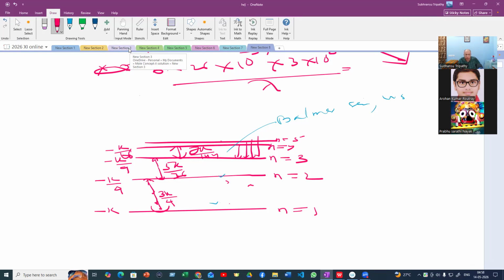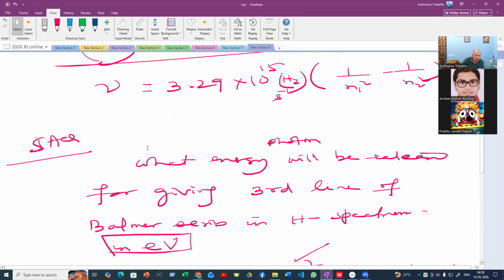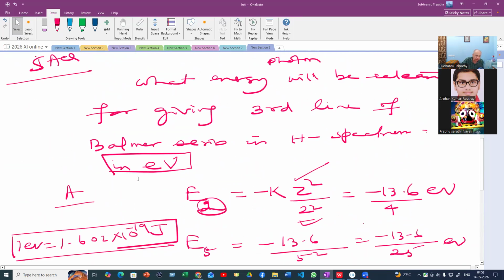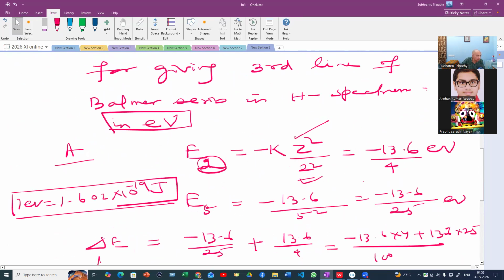We were doing a problem when you were not there, that is to find the energy difference in electron volt. I asked what energy photon will be emitted or released for giving the third line of Balmer series in hydrogen spectrum. Express your result in electron volt.